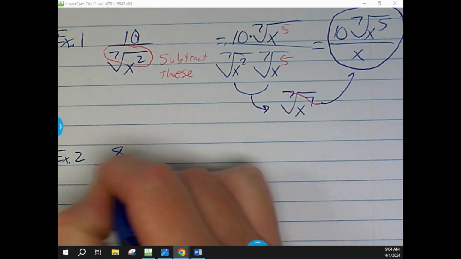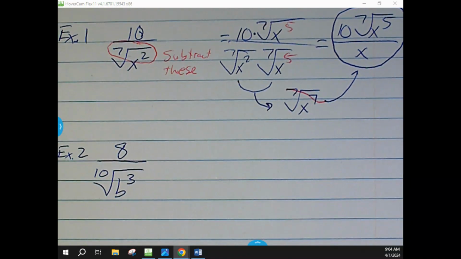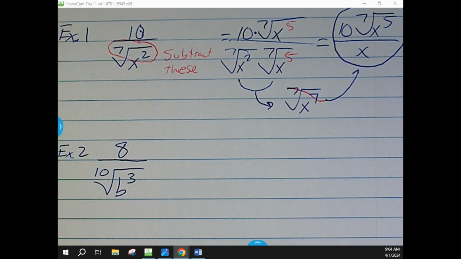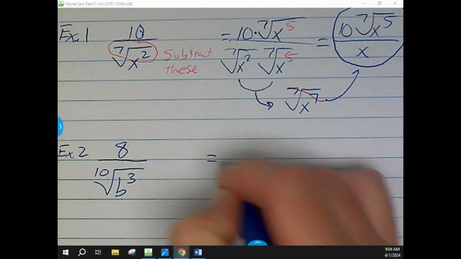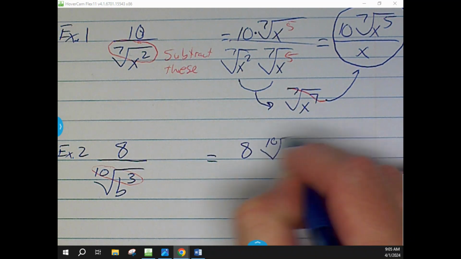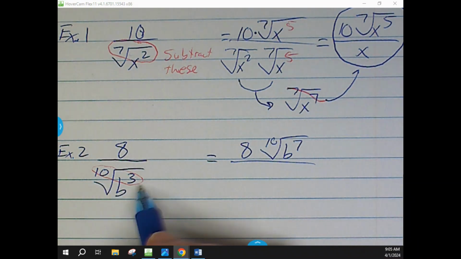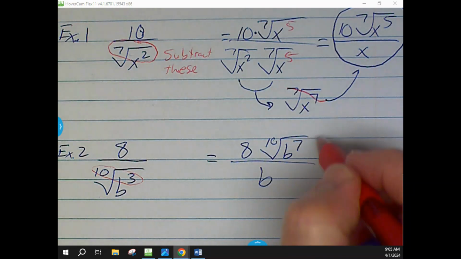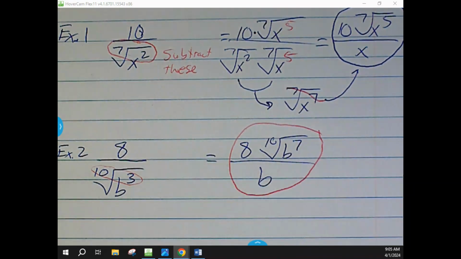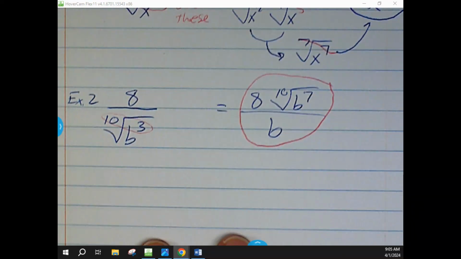All right, so let's do 8 over the 10th root of b to the third. Okay, so again, if you subtract these two, 10 minus 3 is 7. So we're going to make this the 10th root of b to the 7th on the top. And if we add 7 more on the bottom, again, those are going to cancel. So that would just be a b. Does that seem like it's okay?